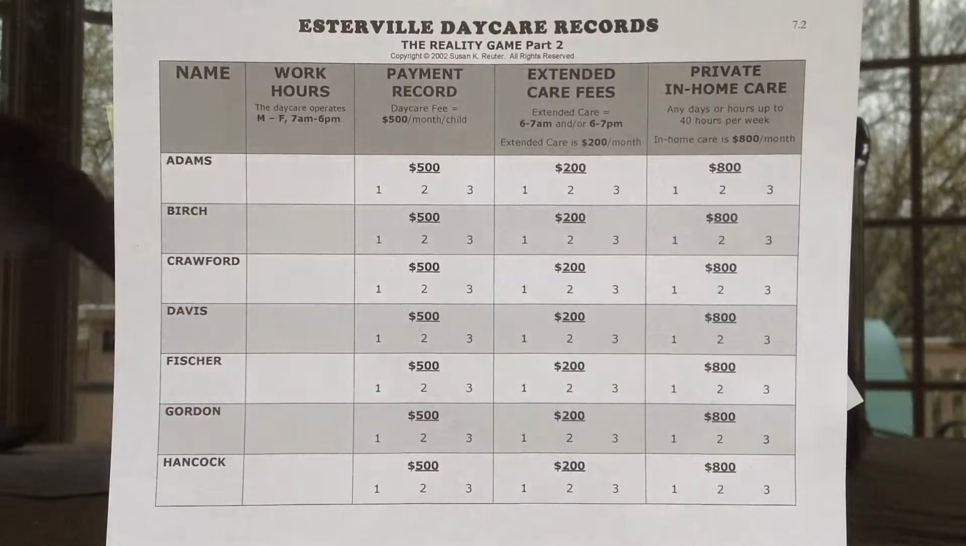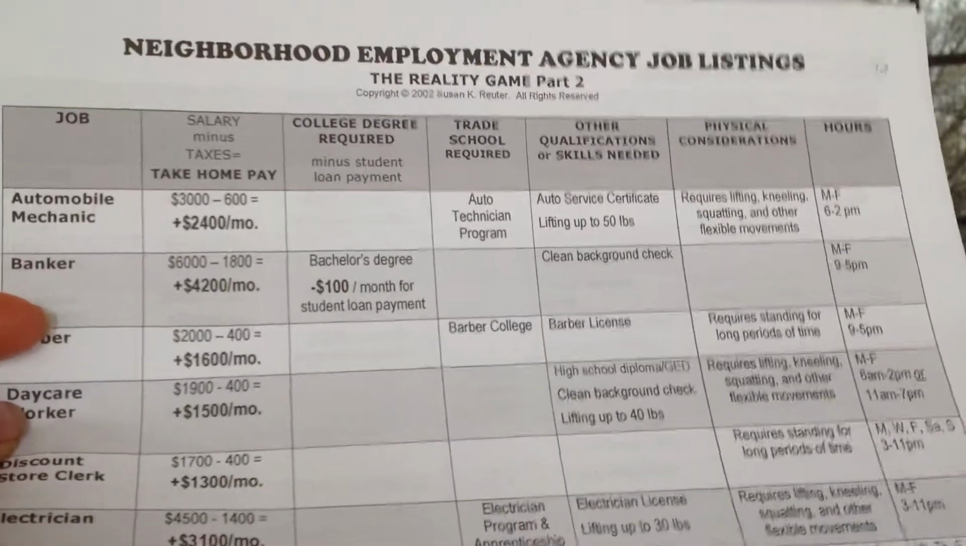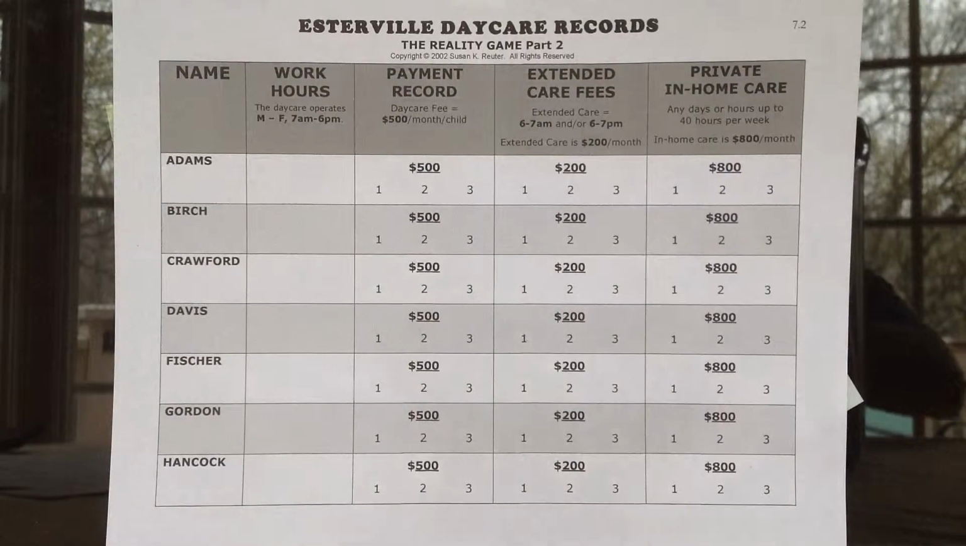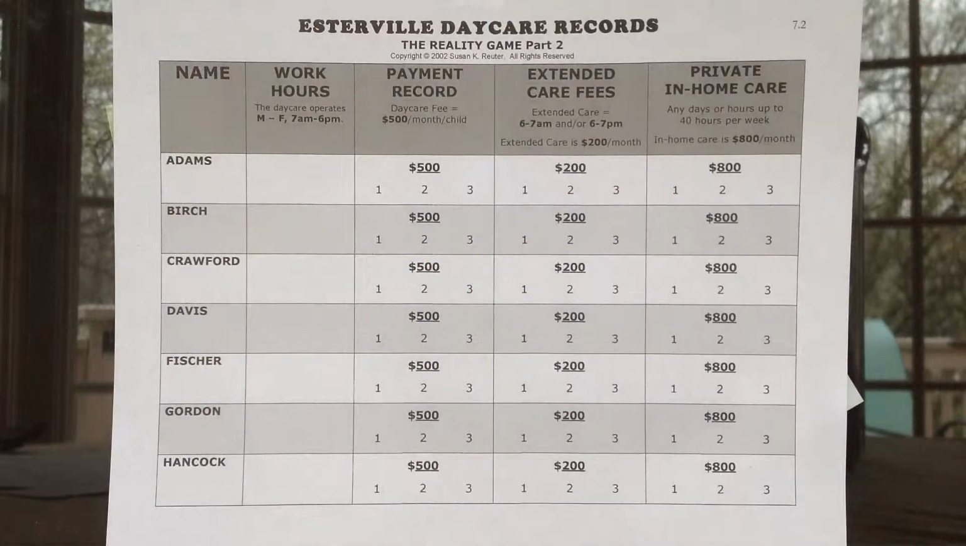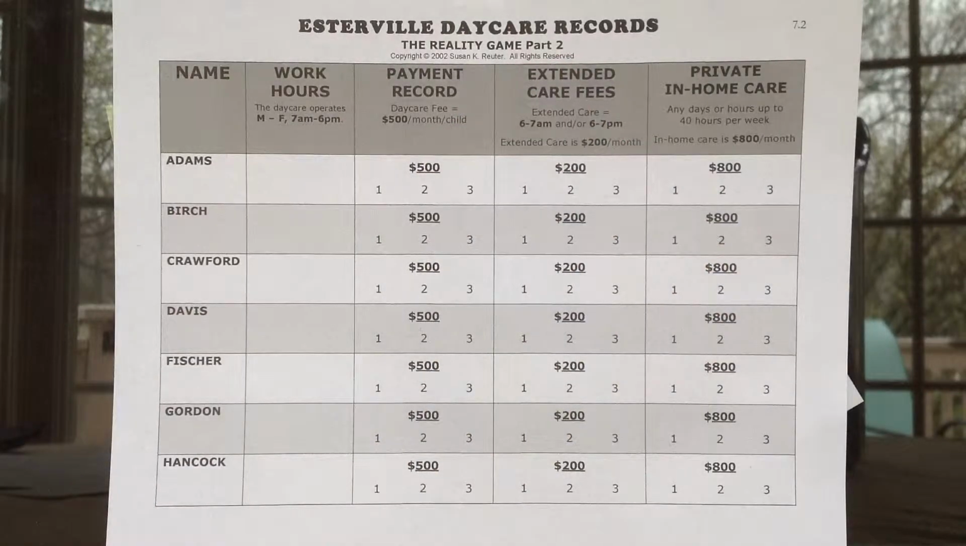What you're going to need for this station is the record that is on the screen right now. You'll also need this document, which is the Neighborhood Employment Agency job listings. And you'll need a pencil and a stamp marker, or if you prefer using stickers, just depending on how you're set up.